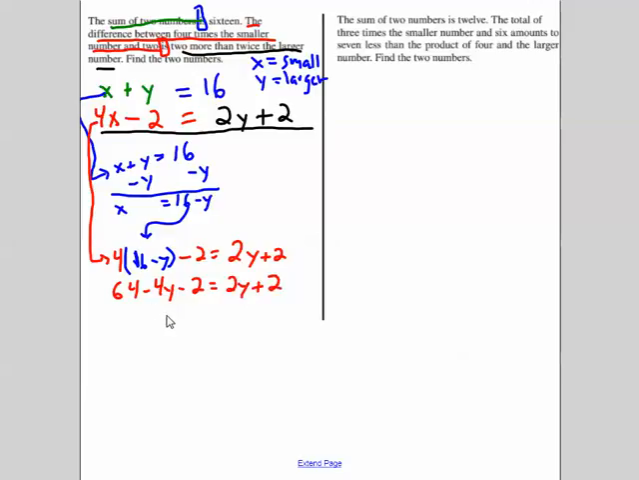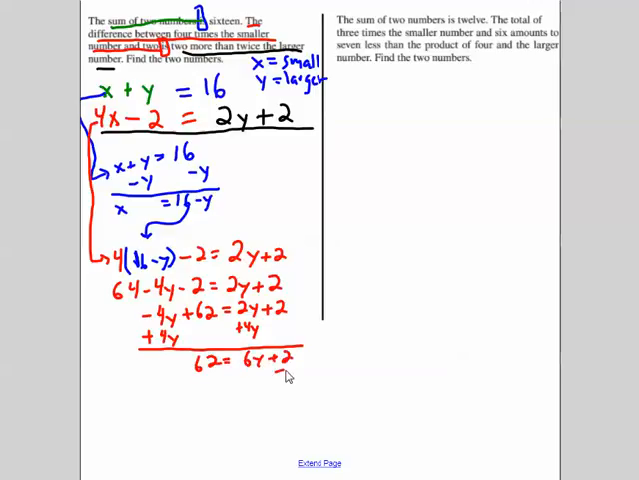Do the middle school dance. Before we do the middle school dance, I suppose we combine like terms over here. Negative 4y. 64 minus 2 is plus 62 equals 2y plus 2, and I'm solving as an equation now. Do the middle school dance. Numbers to one side, variables to the other. Variables move to the right. We'll move plus 4y, plus 4y. Try to keep things in columns as much as you can. This becomes 0. I've got 62 equals 6y plus 2.